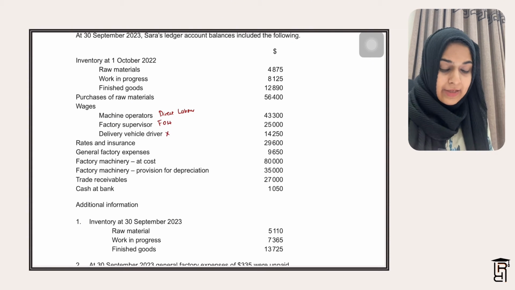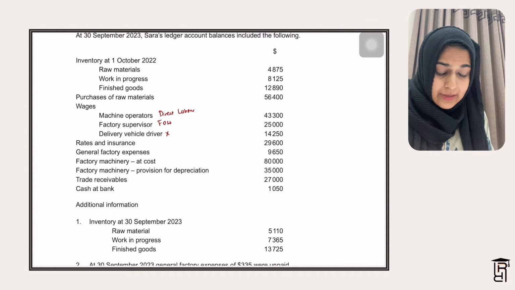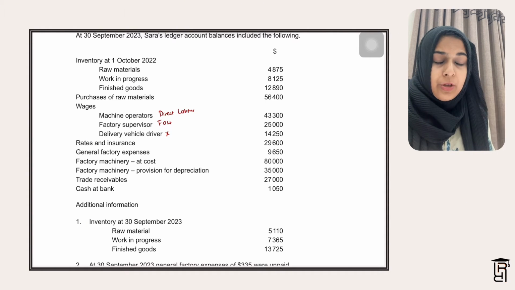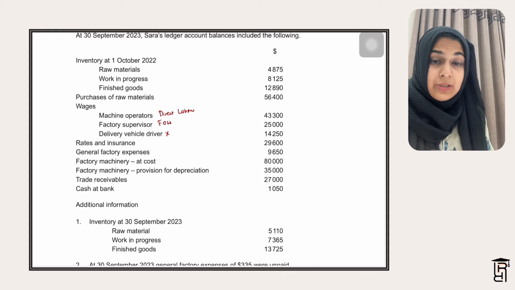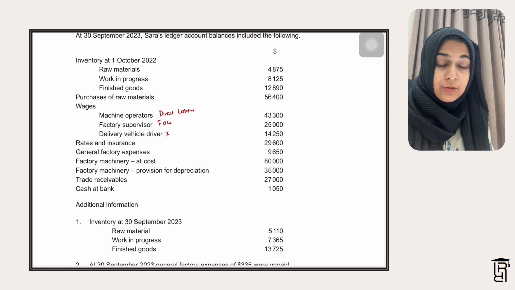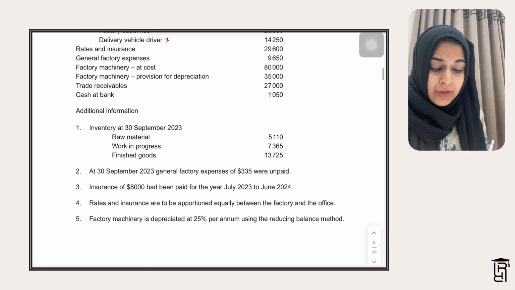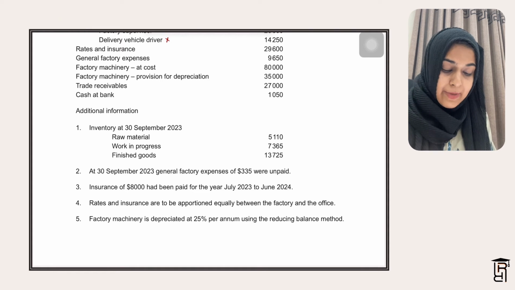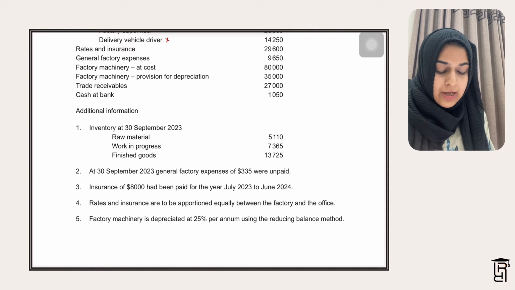They're saying then here rates and insurance, which is an expense here. We have to see what adjustment do we have for rates and insurance. Then we have factory general expenses, we have factory machinery at cost, we have factory machinery total depreciation. Total depreciation is at the start of the year. You'll have to calculate depreciation for the current year. Then they're saying trade receivables and cash at bank. Then they're saying additional information. These are 3 closing inventories. So raw material, work in progress, and finished goods.